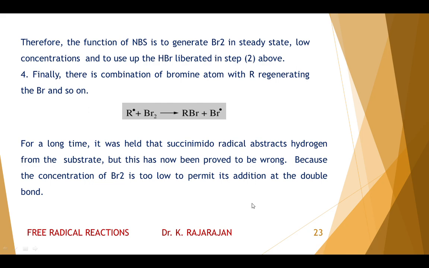So for a long time it was held that the succinimido radical abstracts hydrogen from the substrate, but this has now been proved to be wrong because the concentration of bromine is too low to permit its addition at the double bond.